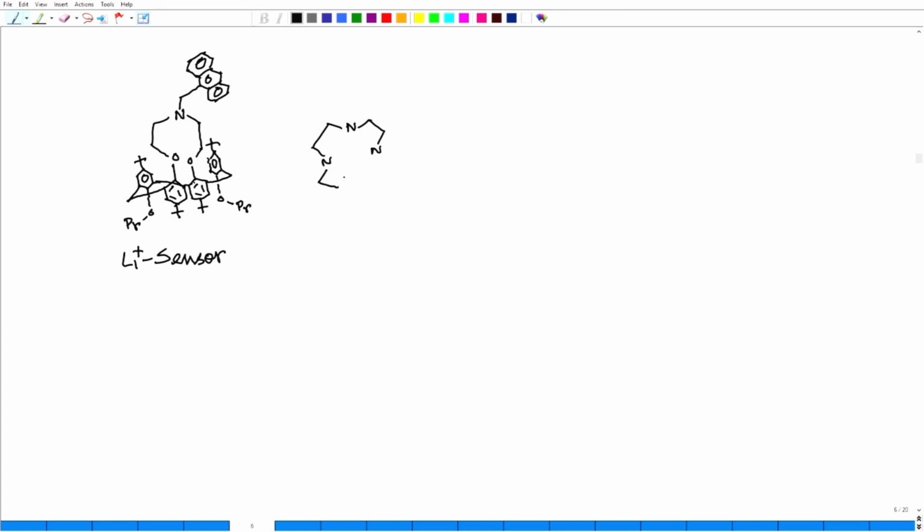And another cryptand also I will show you before I end. It is a cryptand, and this cryptand has a methyl group, a dimethyl derivative, and another is anthracene.